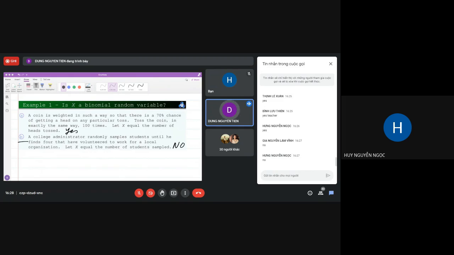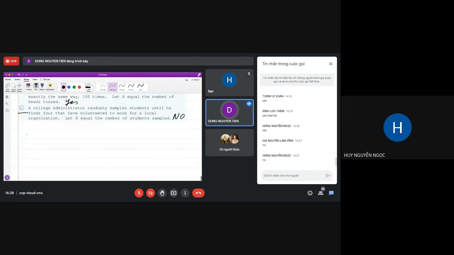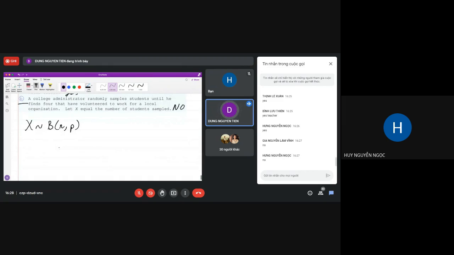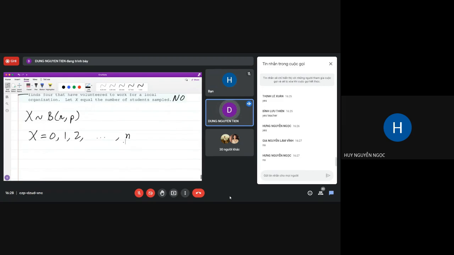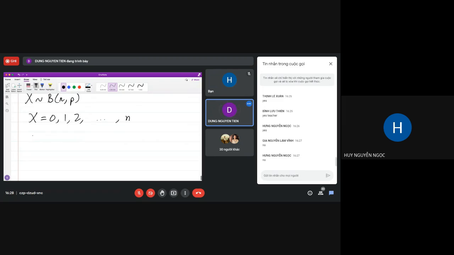Now I want to talk about the distribution of a binomial random variable. Suppose that X follows a binomial distribution with the two parameters n, p. And then you want to find all the values that X can take. Well, obviously, X could be 0, 1, 2, up to n. The random variable can take those values. And then you want to find the probability mass function, which is the probability that X equals k. How can you get it?